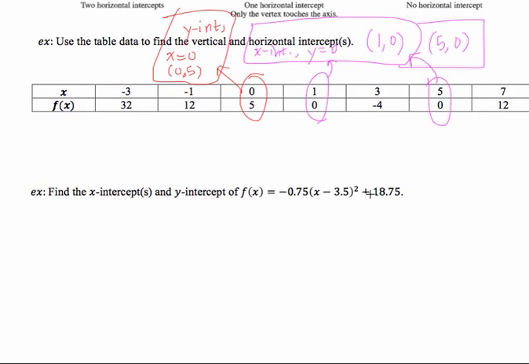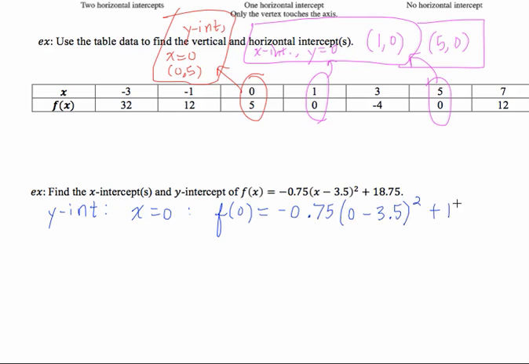Okay, if you have an equation, maybe instead of data in a table or a graph, let's find the y-intercept first. They're typically easier to find. So y-intercepts occur when x is 0. So that means you want to find f of 0. You just plug in 0 for x and see what you get. Let's just compute this number.